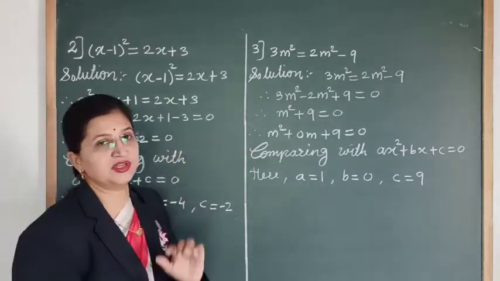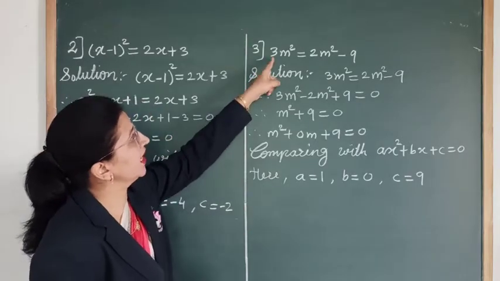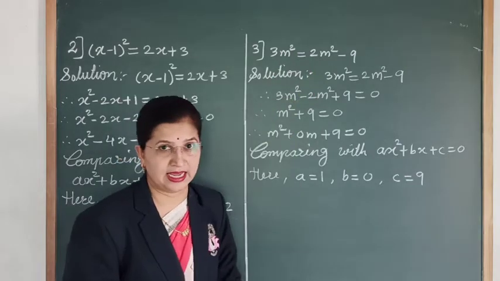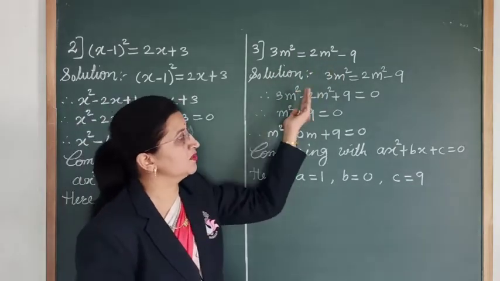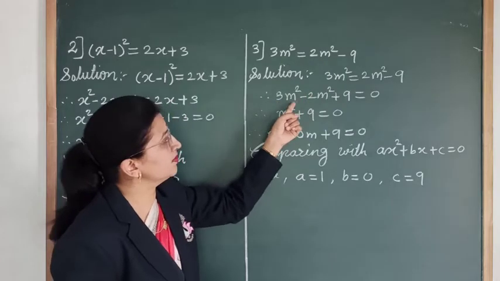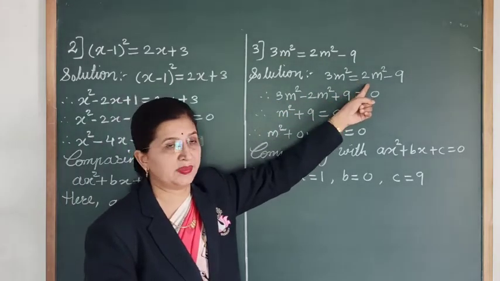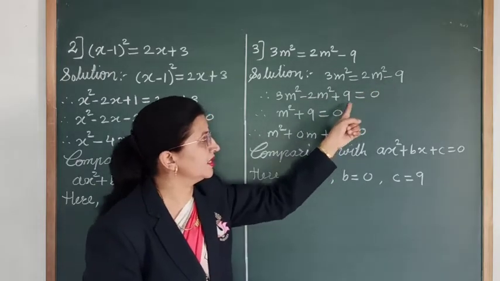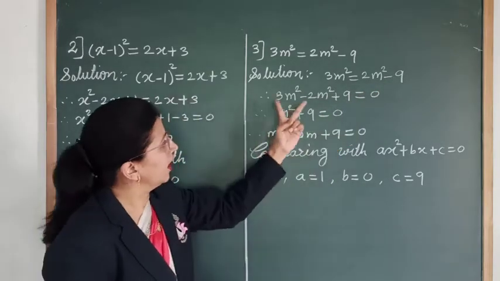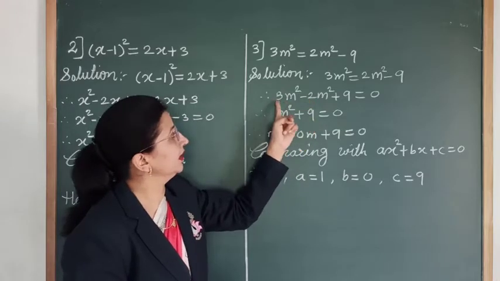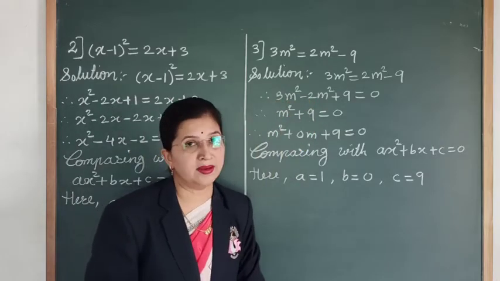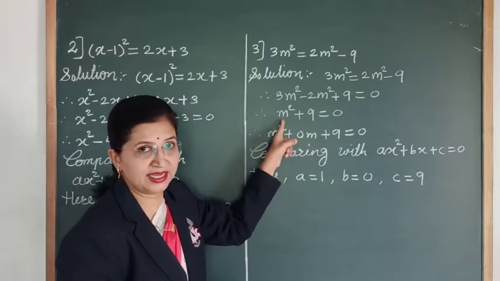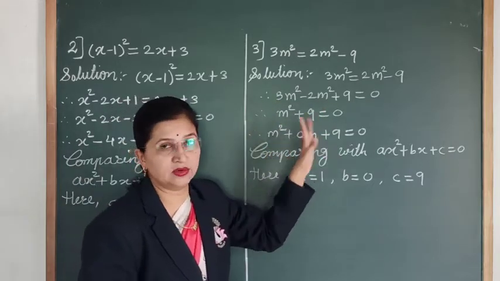Okay, now in this question, here we are given the equation 3m² = 2m² − 9. So let's take all these terms to the LHS. So 3m², this 2m² is plus, it will be minus, this is −9, it will be +9, is equal to 0. Now here we got the like terms, that is 3m² − 2m². So let's solve this. So here we get 1m², that is m², plus 9 is equal to 0.